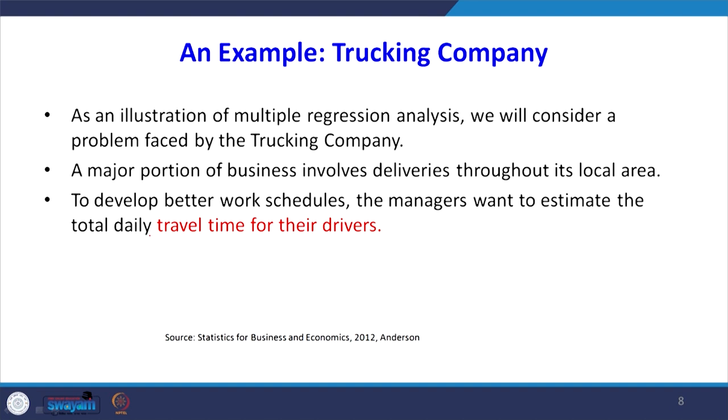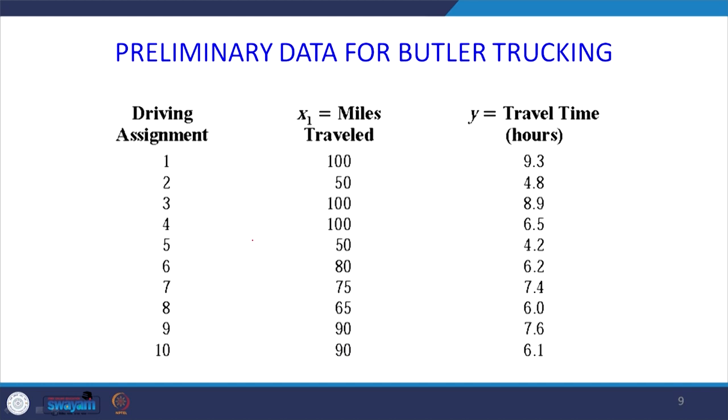So, they want to estimate total daily travel time, which is going to be our dependent variable. There are 10 assignments, there are 10 drivers, x1 equal to miles traveled, y equal to travel time. There is a connection between x1 and y. What is the meaning of that? When the travel time increases, the distance traveled is also high. So, y is the dependent variable, x1 is the independent variable.